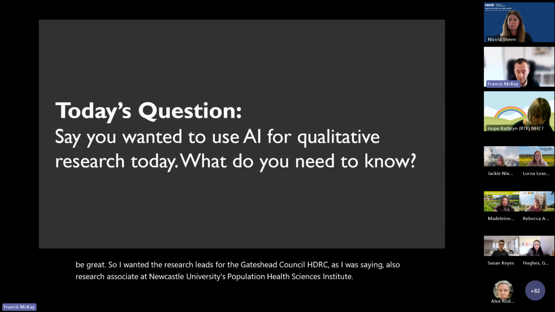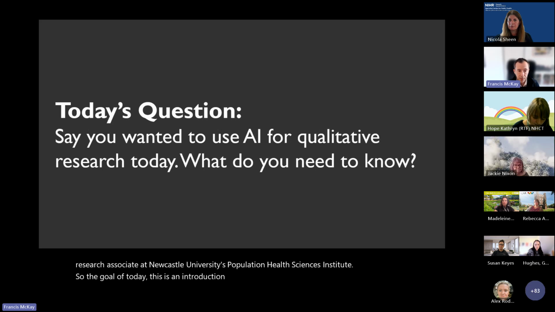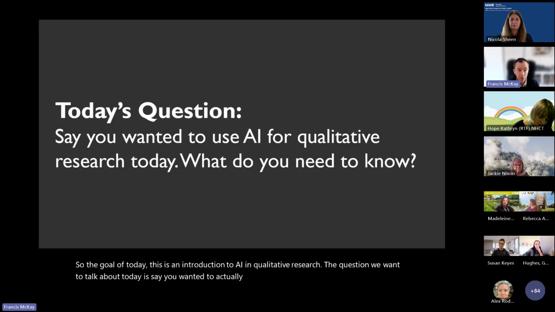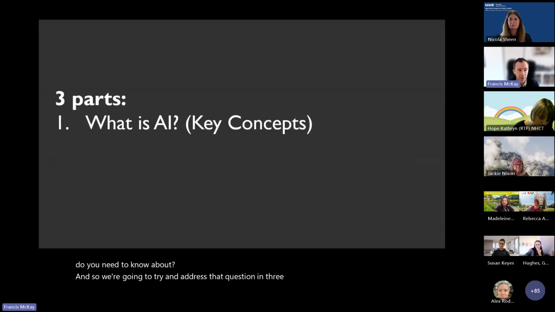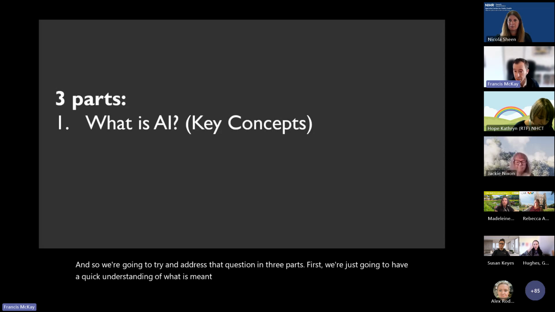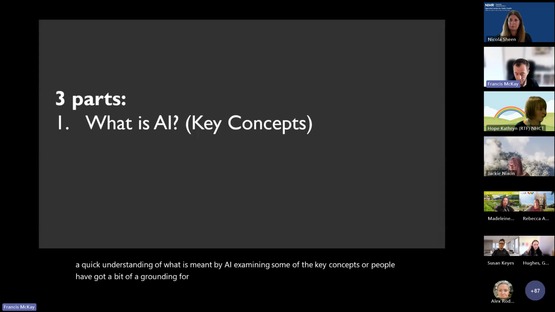So the goal of today, this is an introduction to AI in qualitative research. The question we want to talk about today is, say you wanted to actually use AI for qualitative research right now, what do you need to know? And so we're going to try and address that question in 3 parts. First, we're just going to have a quick understanding of what is meant by AI, examining some of the key concepts so people have got a bit of a grounding for those who are unfamiliar with it.